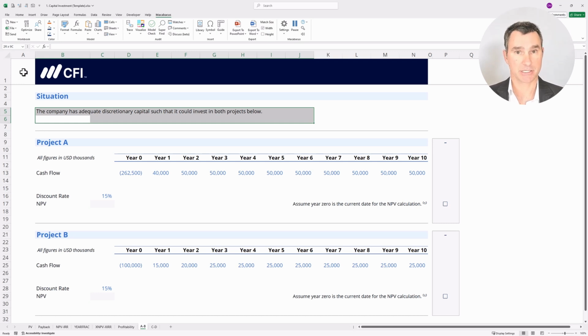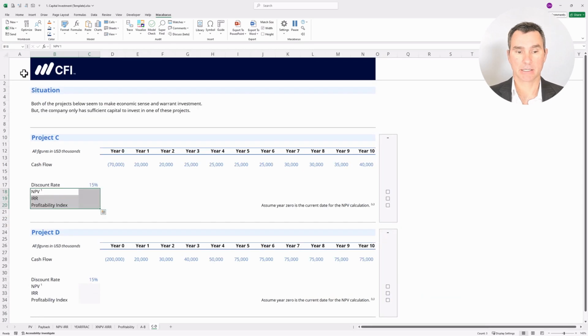It's going to have choices to make. It could invest in both projects. It could invest in project A or project B, or none of them. We're also going to ask you to go ahead and complete the tab labeled as C/D. And in this situation, the company only has sufficient capital to invest in one of the projects. So it could invest in C or D, but not both, or it could invest in none of them.